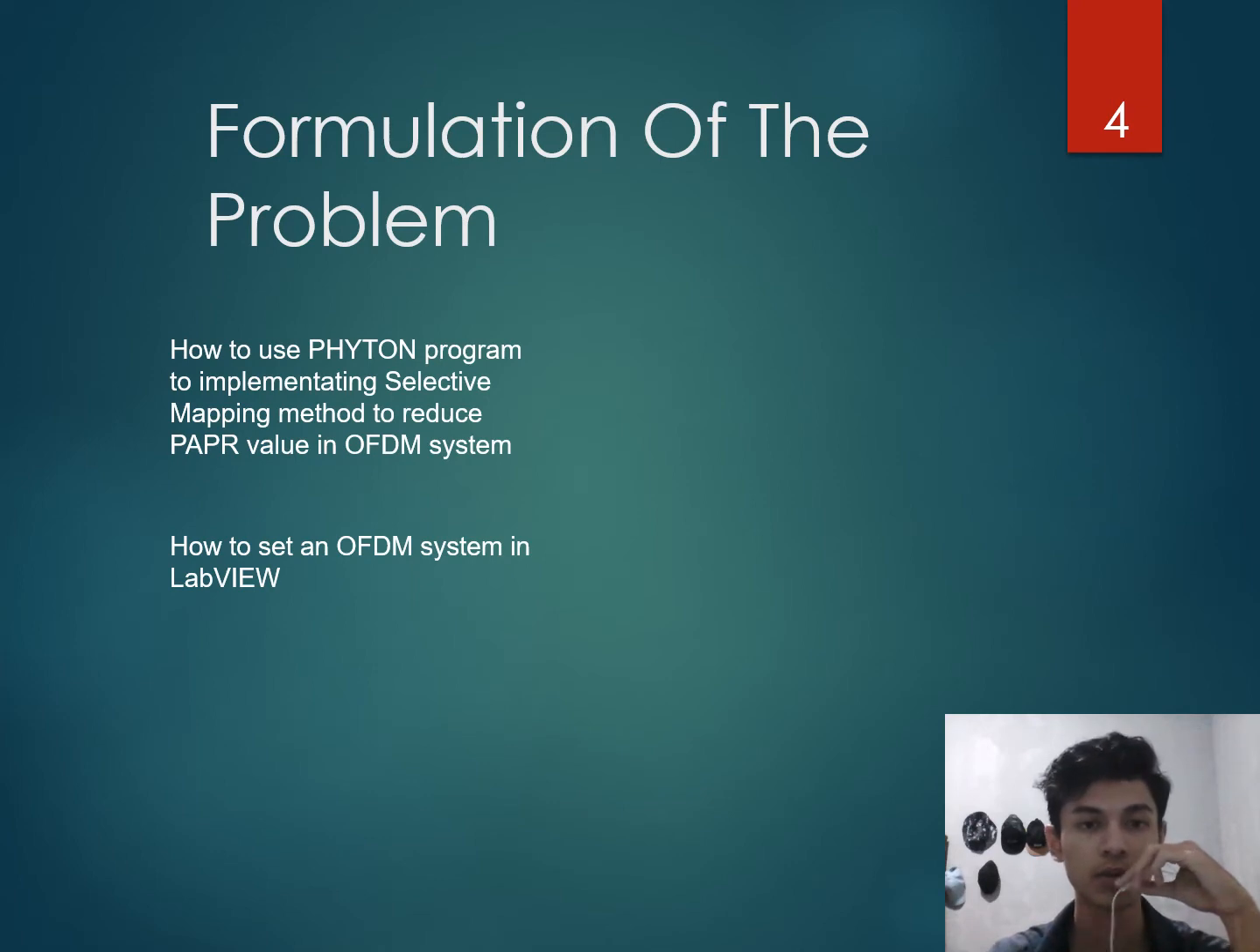Formulation of the problem. First is how to use a Python program to implement the selective mapping method to reduce PAPR value in OFDM system, and then how to set up an OFDM system in LabVIEW. So the Python will implement the SLM, and then the LabVIEW will create an OFDM system and connect it to the USRP. And the Python program will be linked to the LabVIEW.